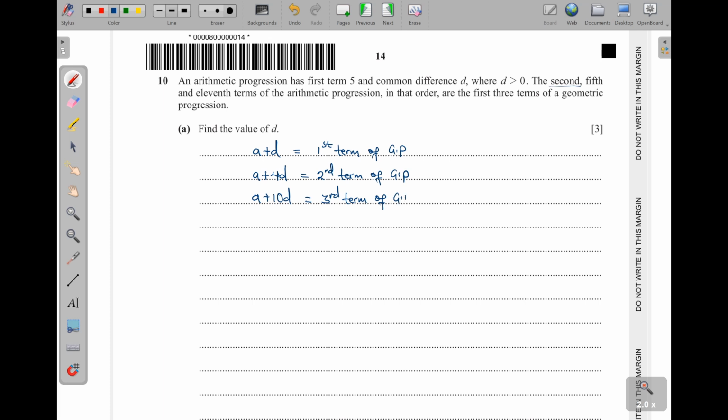So we know from the GP that the common ratio can be got by getting the succeeding term divided by the preceding term. What do I mean? I can get the third term divided by the second term, which is the same as the second term divided by the first term. Okay, so the third term of the GP is a plus 10d, then the second term is a plus 4d. Then I can equate: the second term, a plus 4d, over the first term of the GP, which is now a plus d. Okay, now we can cross multiply.